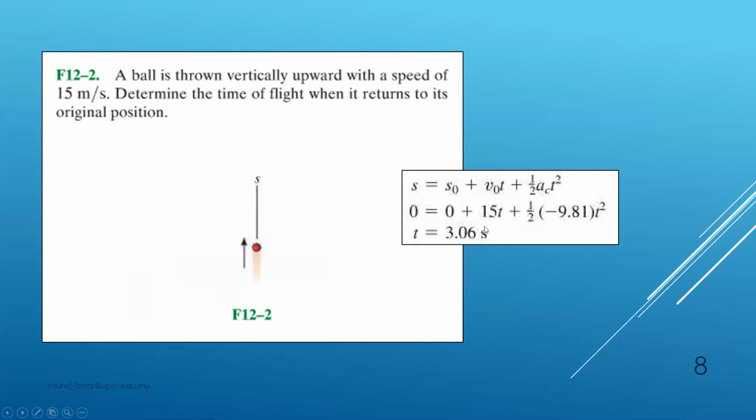And you just use normal maths to get the roots of this t value, and you can ignore the negative value. When you do the maths, you will get two values. One is negative, one is positive. You just pick the positive value. That represents the total time, the time of flight when this ball returned to its original position.